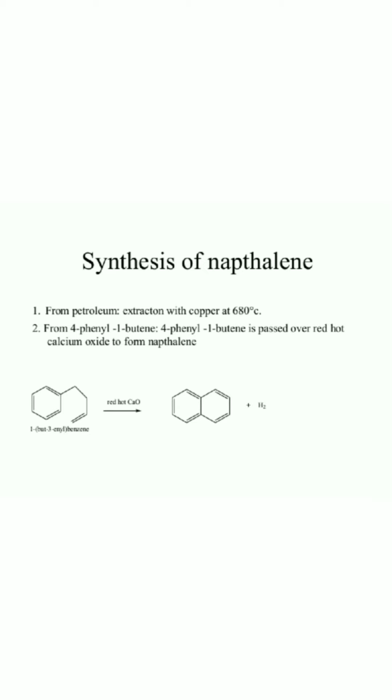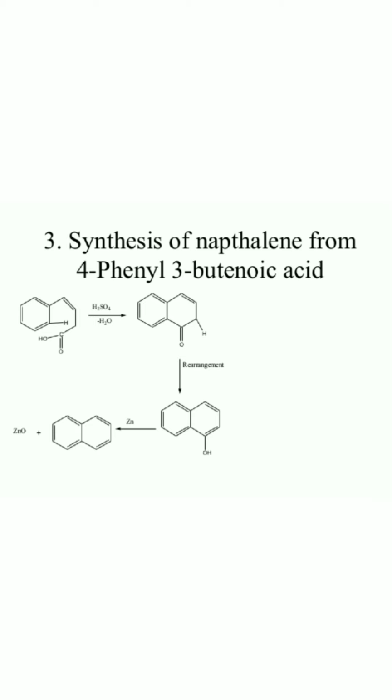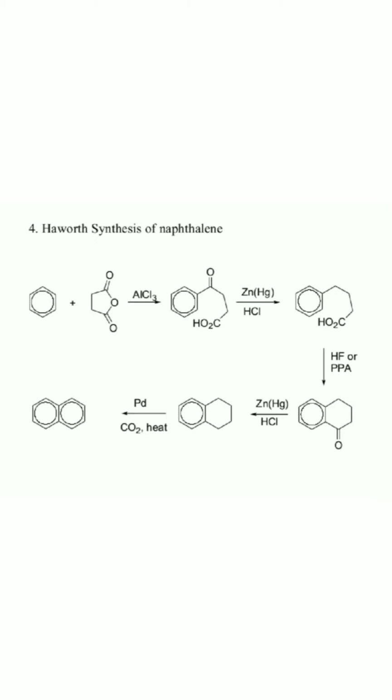Now we see the synthesis from petroleum extract with copper at 680 degrees centigrade. Then 4-phenyl-1-butene is passed over red hot calcium oxide to form naphthalene with the release of hydrogen. Naphthalene can also be synthesized from 4-phenyl-3-butenoic acid, giving naphthalene and zinc oxide. We can also synthesize naphthalene by a very important synthesis, the Haworth synthesis. You can see the steps, with rearrangement to form naphthalene.